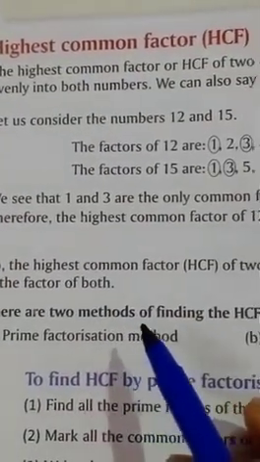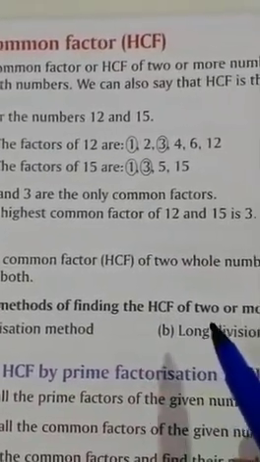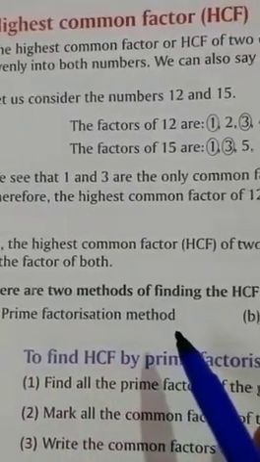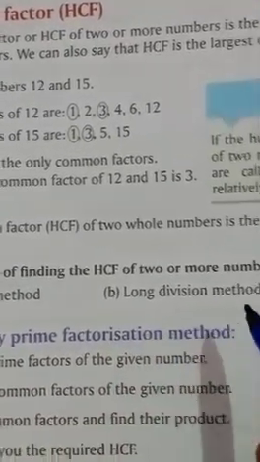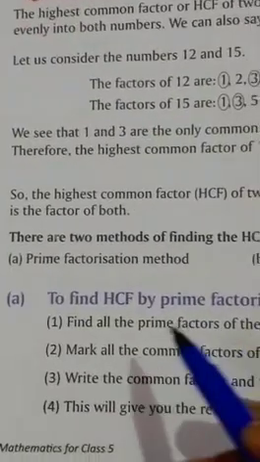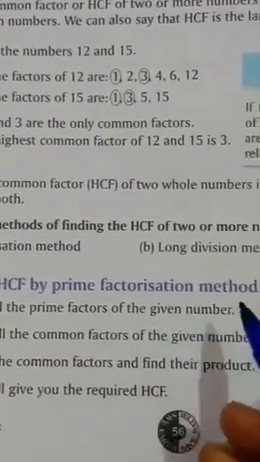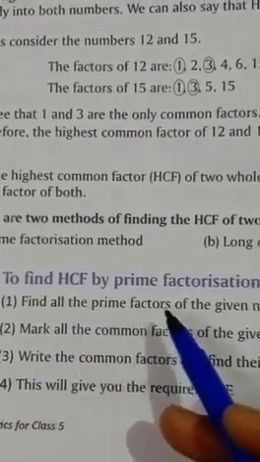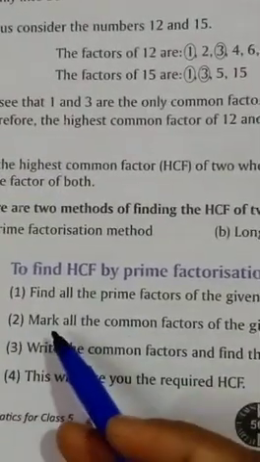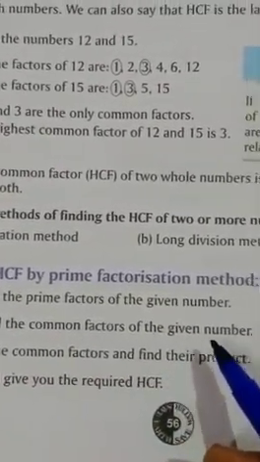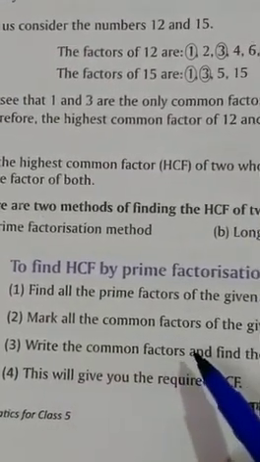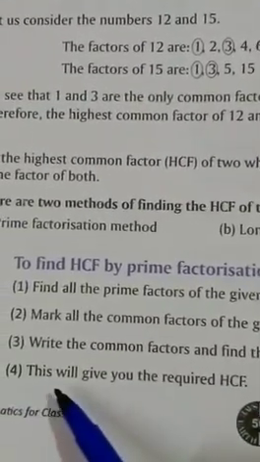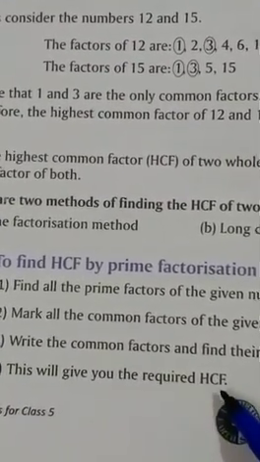There are two methods of finding the HCF of two or more numbers. First one is the prime factorization method and the second one is the long division method. To find HCF by prime factorization method, first find all the prime factors of the given numbers, mark all the common factors, write the common factors and find their product. This will give you the required HCF.